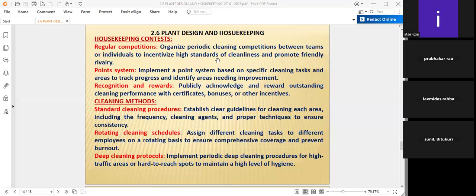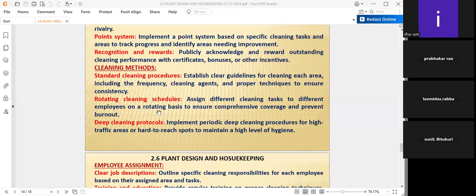One of the cultural factors with regard to plant design and housekeeping is maintaining the morale of the employee. Not only morale, but encouraging the employee is also very useful. These things are there. Cleaning methods are already known, but standard cleaning procedure, rotating cleaning schedule, and deep cleaning protocols are also very important.